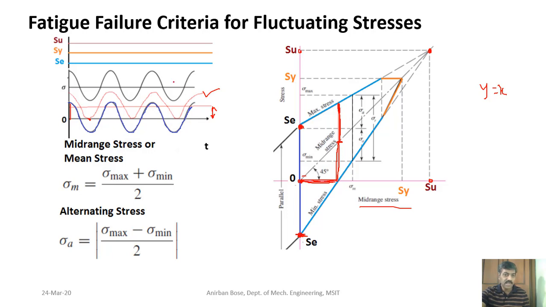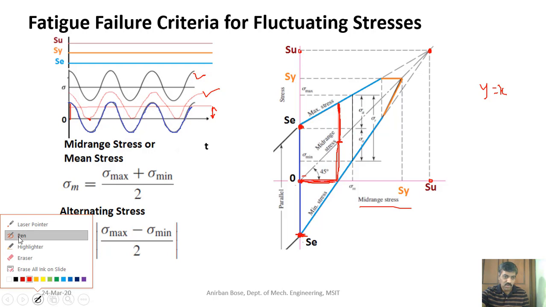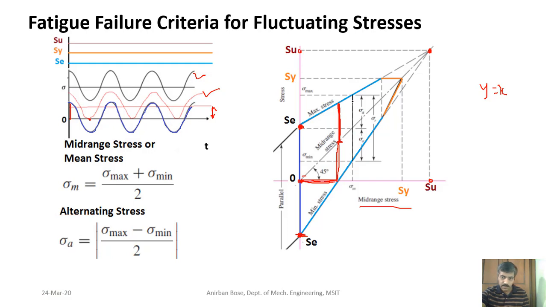Whereas for any general kind of fluctuating stress, say the black one corresponding to this one. You see that for that, this is the minimum, this is the maximum, and this is basically the mid-range stress, because this length and this length have to be the same, because this is a 45 degree line, and that is why this line has been drawn in this way. So this is the mean stress, and this is the alternating stress.